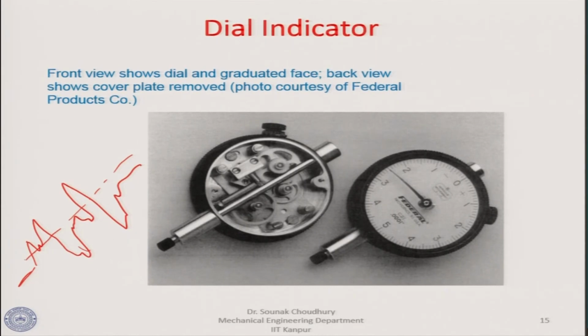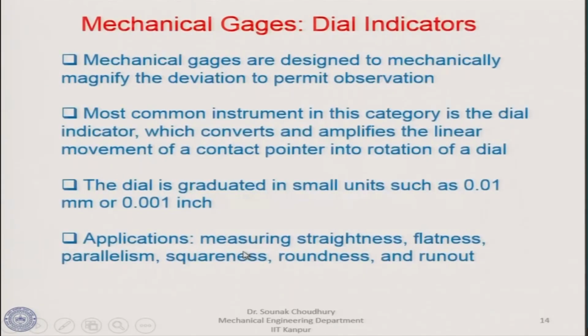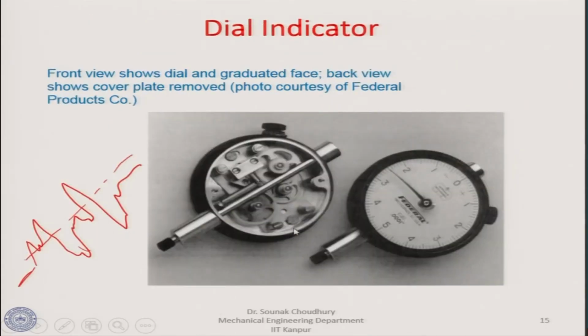Similarly we can also find out the value of the out of roundness, all right, because we said that for straightness we can find out, for flatness we find out, parallelism, squareness, roundness, run out, all these defects we can actually measure using the dial indicators. Okay. And this is the design of the dial indicator.